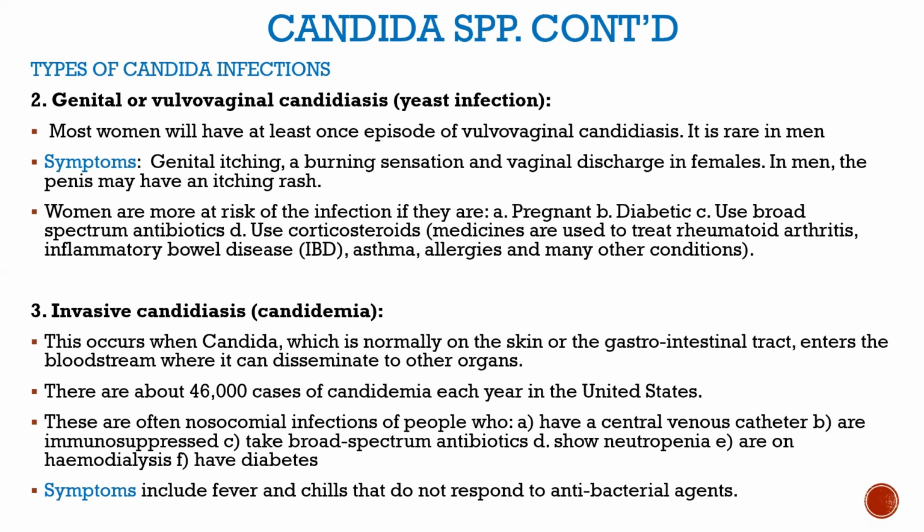This is according to research. And they are majorly nosocomial infections of people who have a central venous catheter, who are immunosuppressed, who take broad spectrum antibiotics, and who show neutropenia. Neutropenia is when someone has low neutrophils. Neutrophils are white blood cells which help to fight diseases. So those people that suffer from neutropenia, that is with low neutrophils, can come down with these infections. So do you know what a nosocomial infection is?